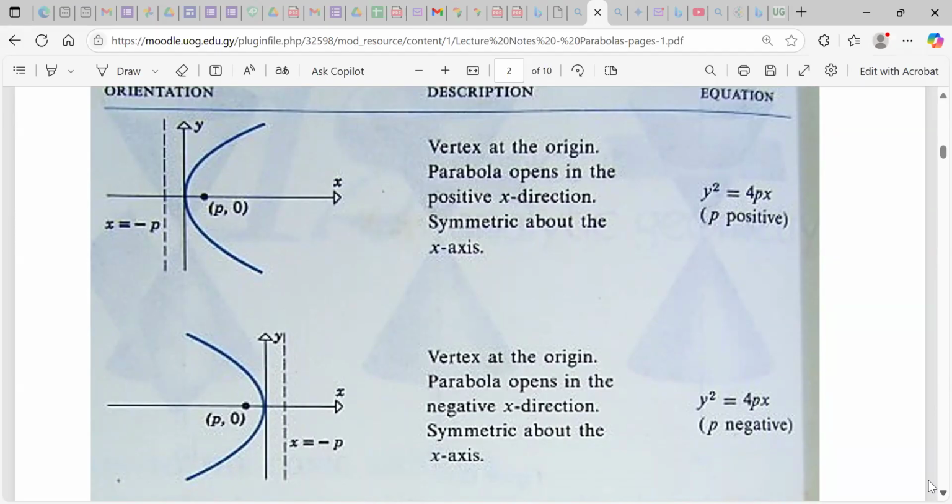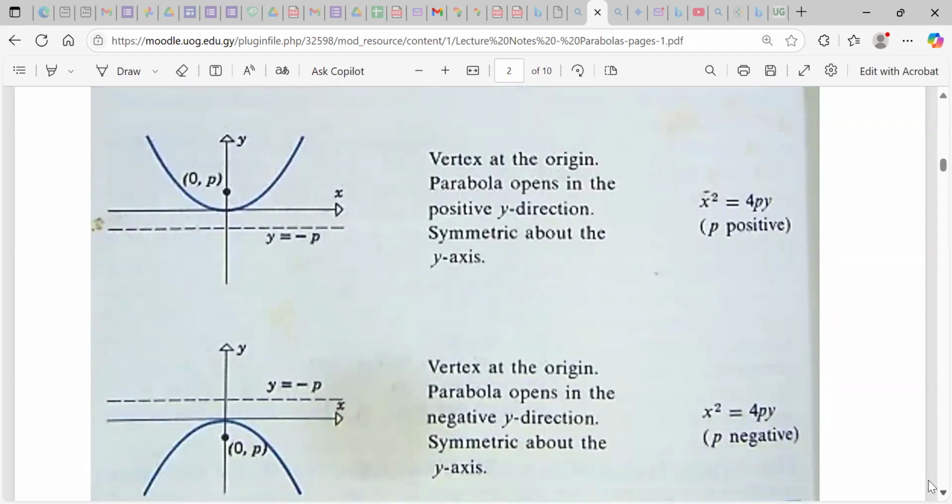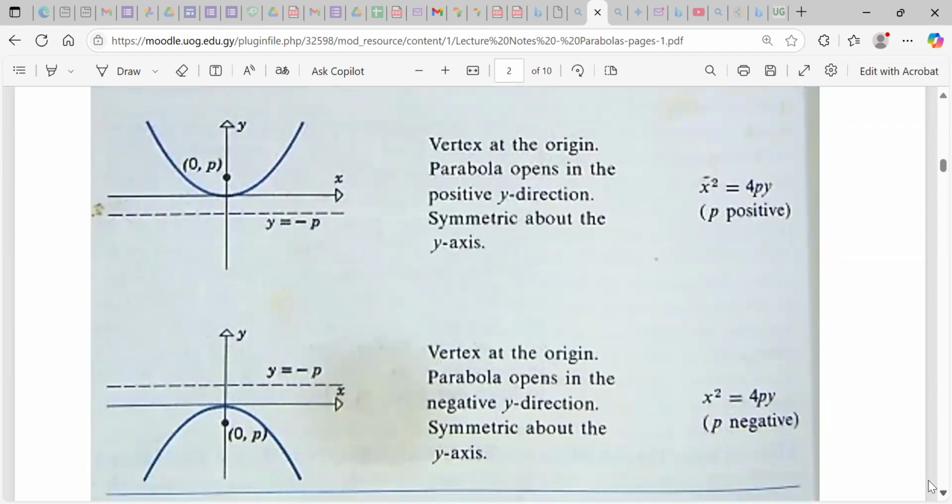That's the form of the parabola when it's open to the positive or the negative side of the x-axis. In this case, the vertex is at the origin, right? All of this you had to be introduced to in a previous course. And then we're more familiar with the parabola from even the CXC level, where it's open to the positive or the negative y-axis, right?